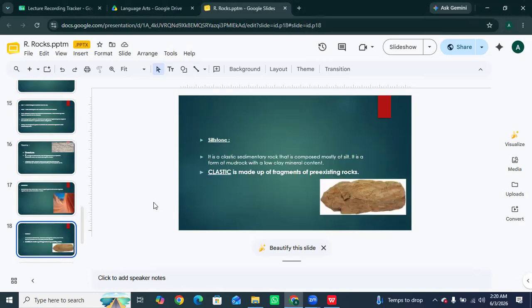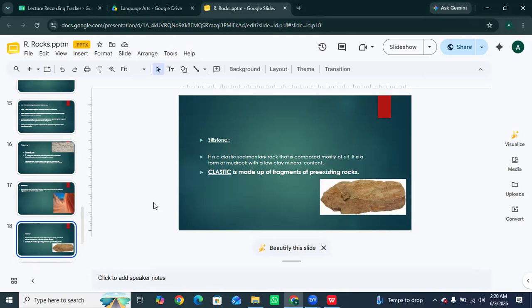Okay, so the next one is siltstone. It is a classic sedimentary rock that is composed mostly of silt. It is a form of mud rock with a low clay mineral content. And clastic is made up of fragments of pre-existing rocks.